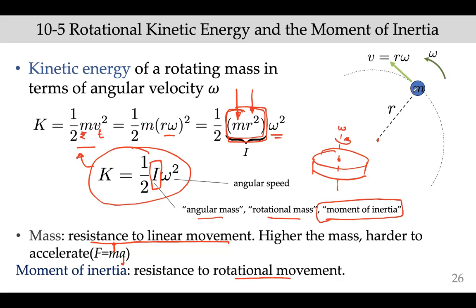If you have a point-like object like this, it's a point. Basically r is the distance from the object to the axis of rotation, this point. But if you have a solid object like this, of course there's not just one point, there are many point masses everywhere. And we will see in the following slides what that r will be.